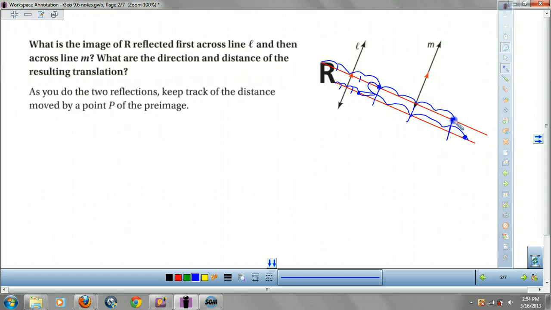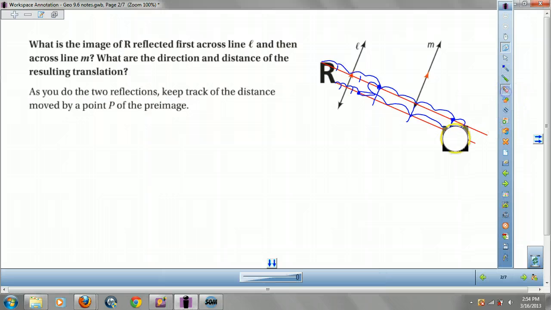So here's what I want you to notice. My orientation is the same, and now I've moved. I've translated.